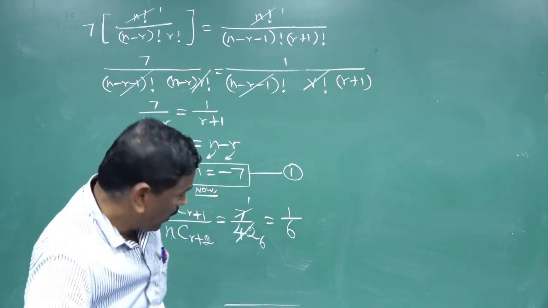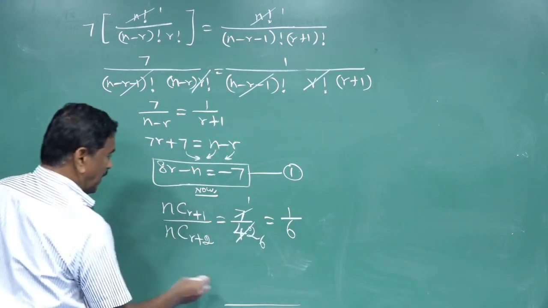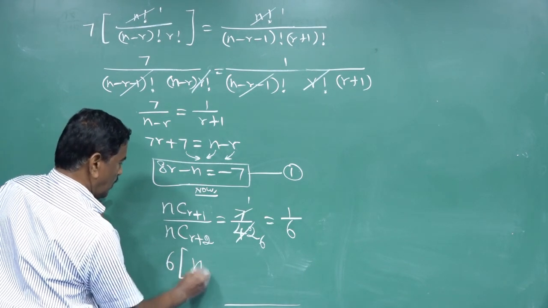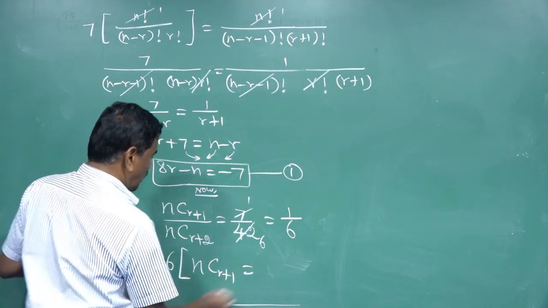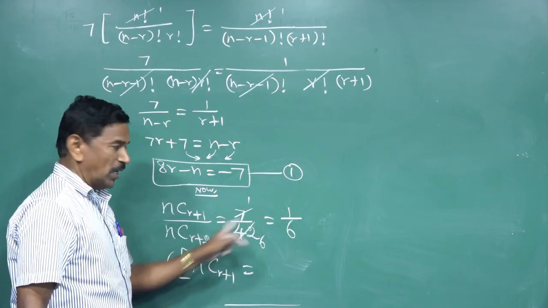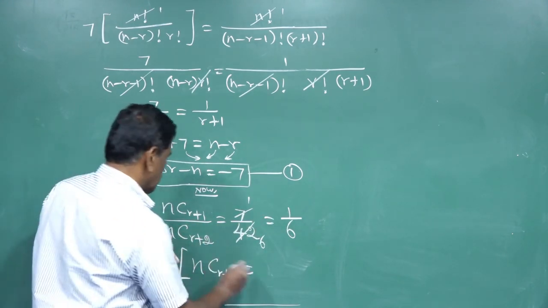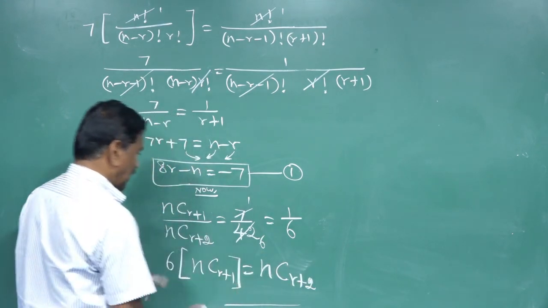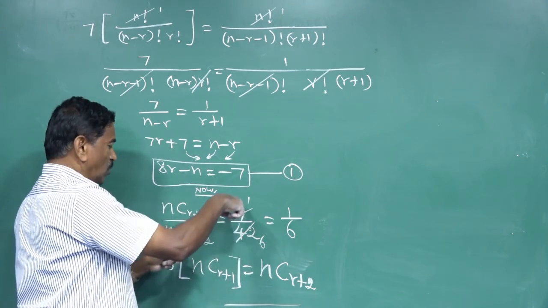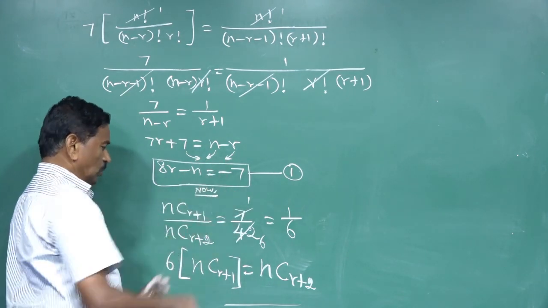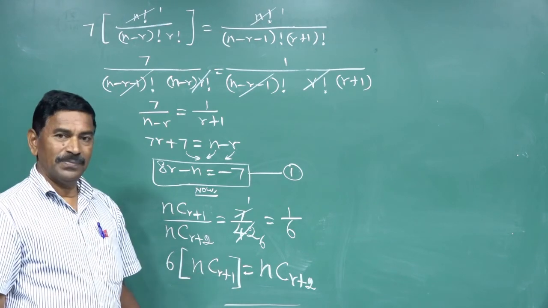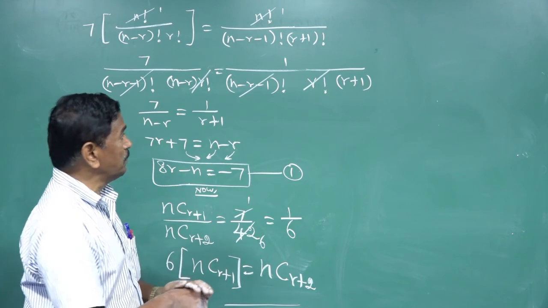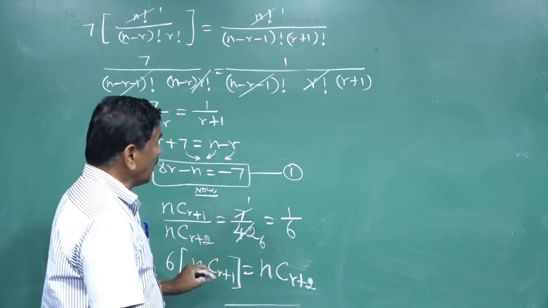Okay, now I want to cross multiply, that's all. By cross multiplying, listen carefully, 6 into nCr plus 1 is equal to 1 into the denominator side, which is nCr plus 2. Complete the bracket. 6 into nCr plus 1 is equal to nCr plus 2. Now the formula. Can you tell me the formula?